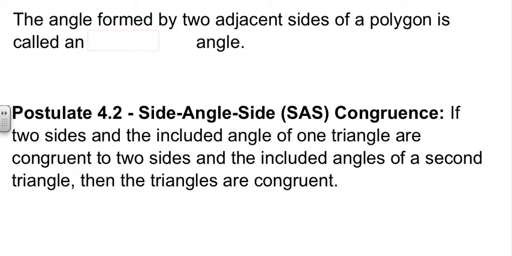Now another idea to talk about is this idea if you have 2 adjacent sides in a polygon, so 2 sides that are next to each other, they're going to form an angle. That angle that they form is called an included angle. Okay? It's included within the 2 sides. It's in between them.